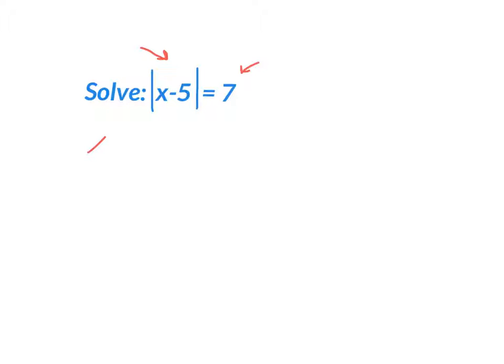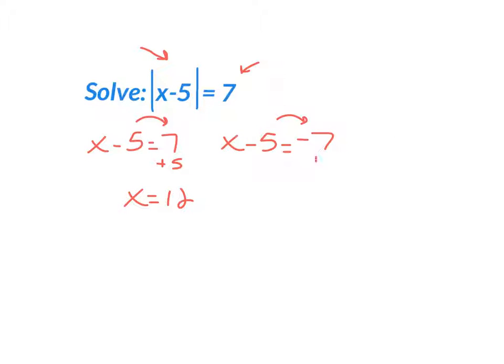So I'm going to take what's inside my absolute value and set it equal to 7, and also set it equal to negative 7. And I'm going to solve both of those. I'm going to take the 5 to the other side. Just add 5 right there. That's 12. Take the 5 to the other side. Add those up. That's negative 2.